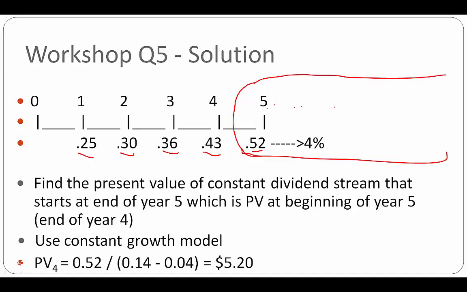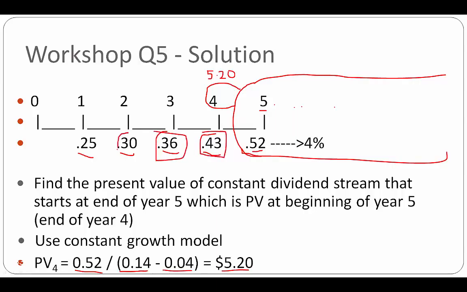When we calculate these perpetuities, we always assume that the first payment is a year away, and the first payment is in year 5, or date 5, so we're basically going to be calculating the present value of this perpetuity as at date 4. Once we've calculated the present value of that perpetuity, we've got to bring it back from date 4 to date 0. The present value of the perpetuity: first dividend is 52 cents, rate of return you want is 14%, the growth is 4%, so that gives you $5.20 in year 4.